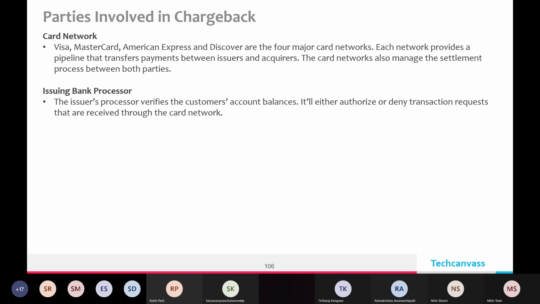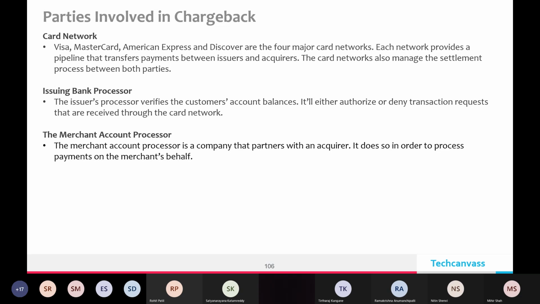And then the issuing bank processor. The issuer's processor verifies the customer's account balances and then either authorizes or denies the transaction requests that are received through the card network. Effectively, the issuing bank processor is someone who also verifies whether the chargeback request is genuine or not. Generally, the issuing bank might outsource these activities to the issuing bank processor, which verifies whether the transaction is genuine or not, and based on that it takes it up with the network.